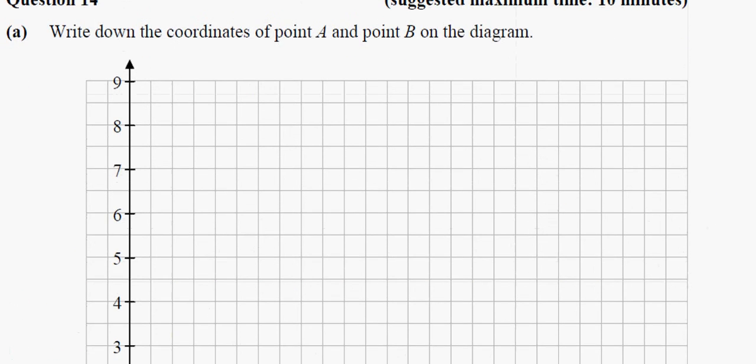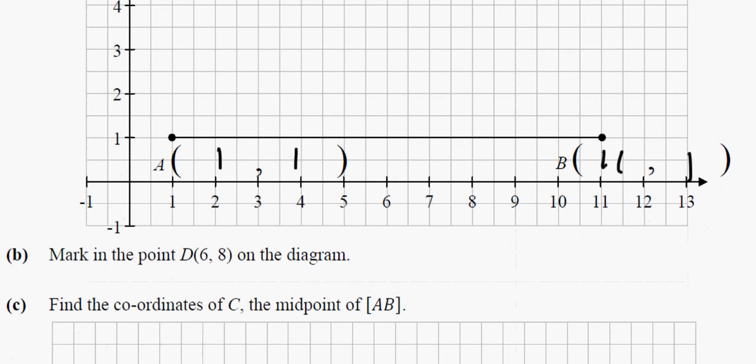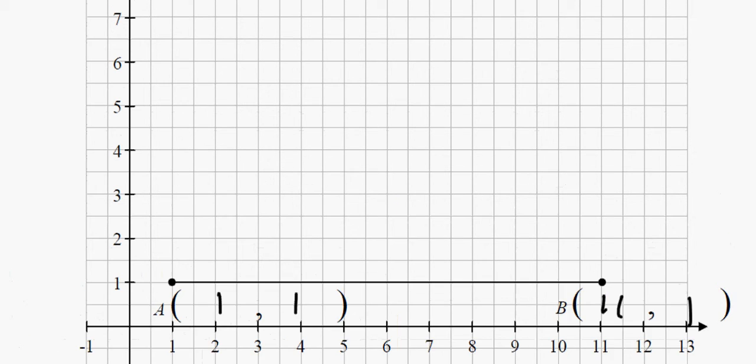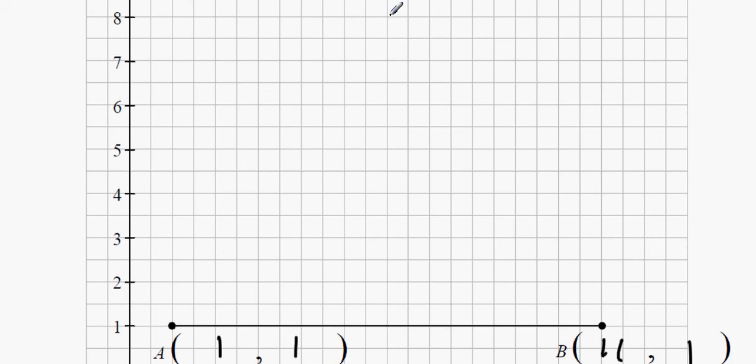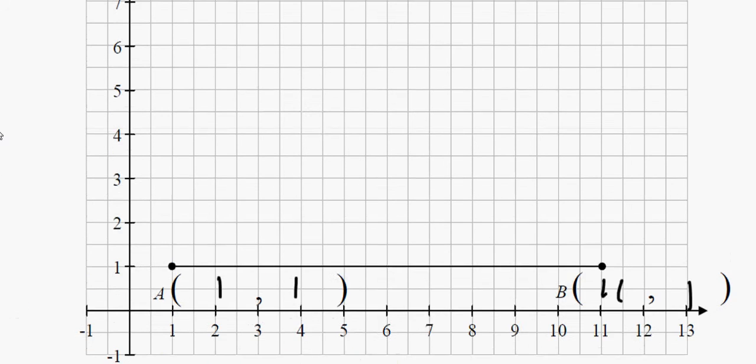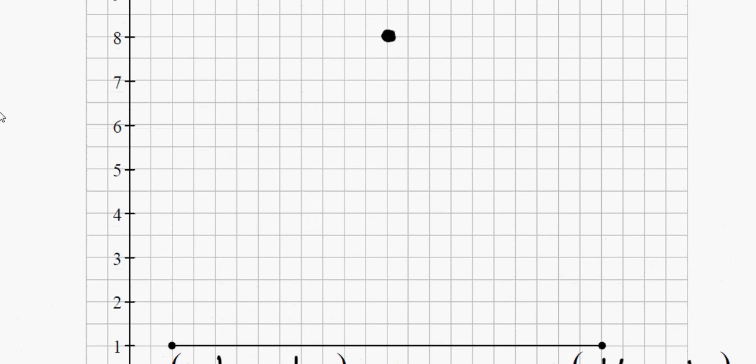Points A and B in the diagram. Mark the point D on the diagram. D is 6, 8. 6 across, 8 into the air. That will get me here. Okay. Next one. 6 across, 8 into the air. This is 6, 8.